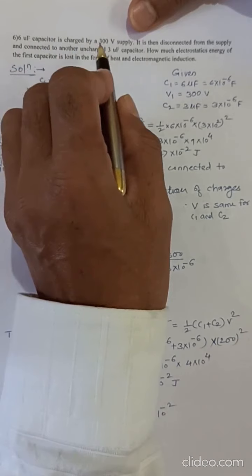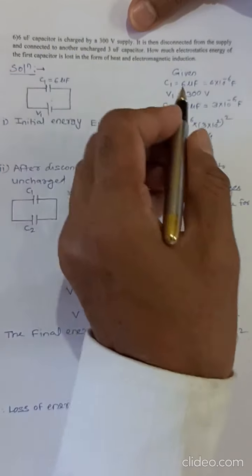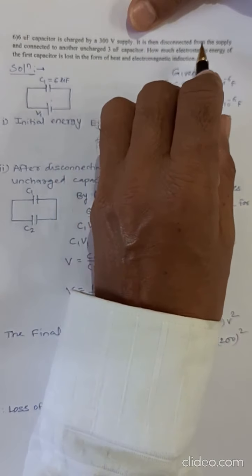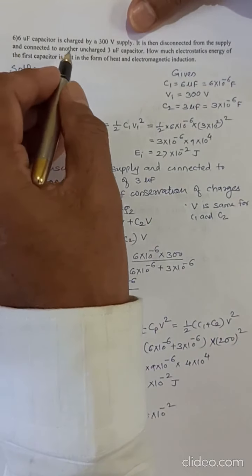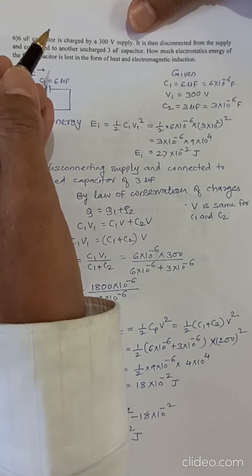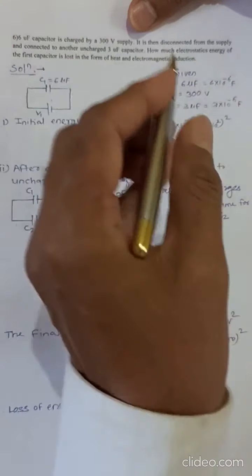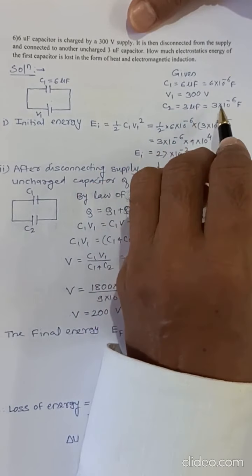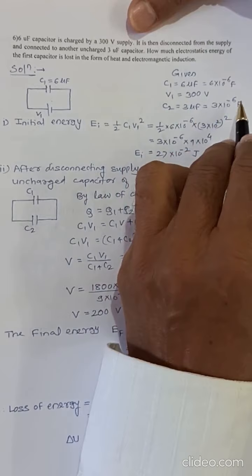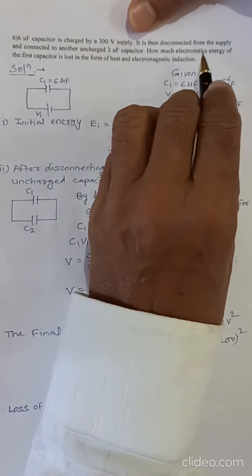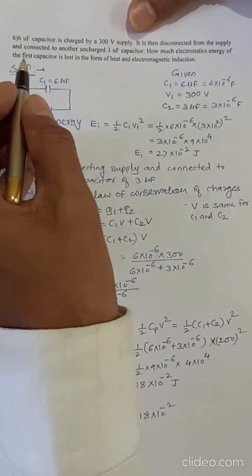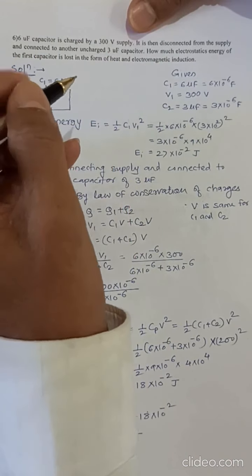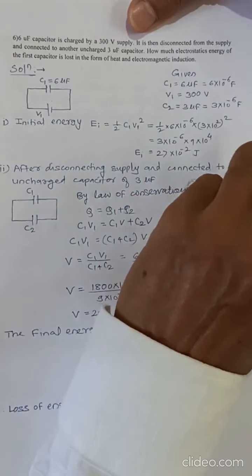This capacitor is charged by a 300 volt supply. So potential V is equal to 300 volt. It is then disconnected from the supply and connected to another uncharged 3 microfarad capacitor. Suppose this is C2. C2 is equal to 3 microfarad or 3 into 10 raised to minus 6 farad. So how much electrostatic energy of the first capacitor is lost in the form of heat and electromagnetic induction?